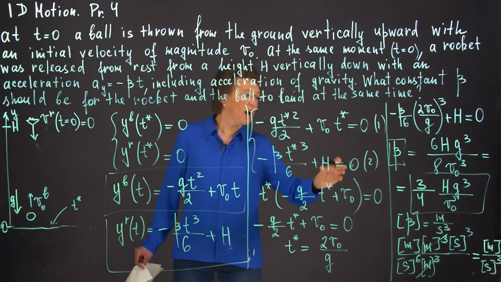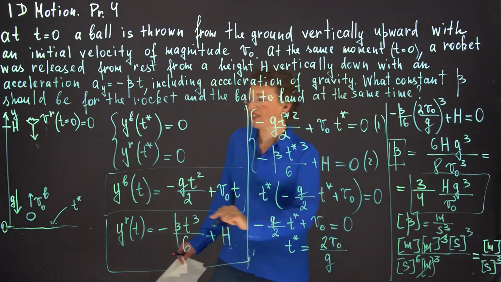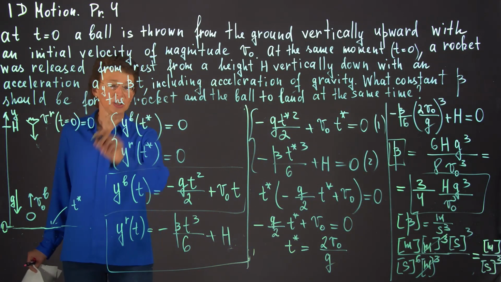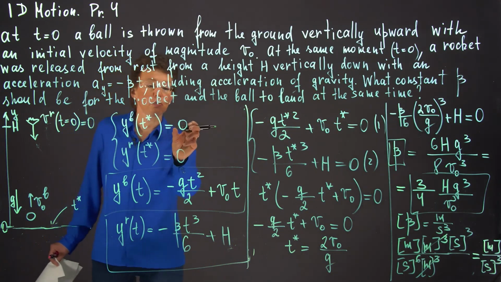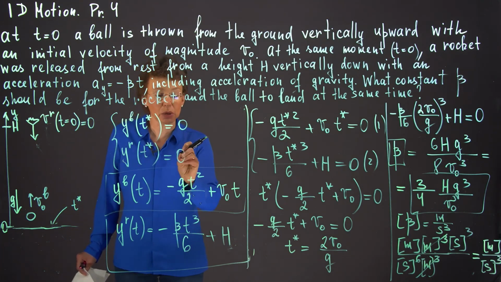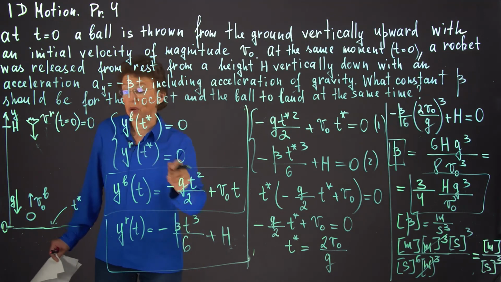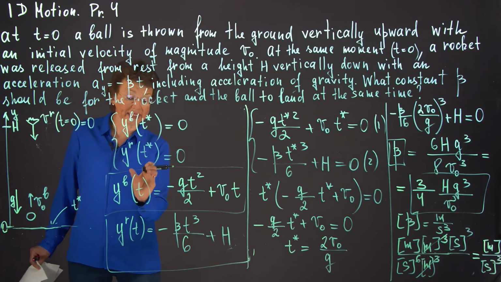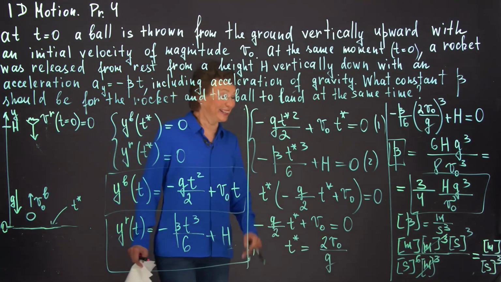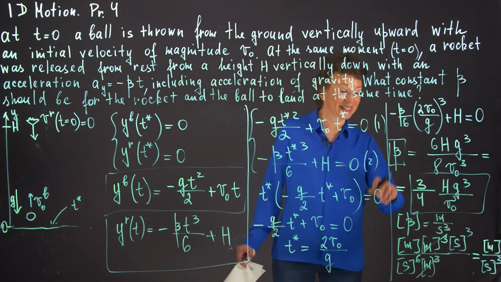So we found beta such that the rocket and the ball land together. Instead of putting each of their positions equal to 0, one of these equations could be just put one equal to another, and you will get the same result for beta.